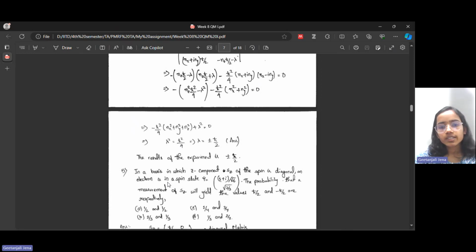So the next problem is: in a basis in which the z component Sz of the spin is diagonal, an electron is in a spin state psi equal to (1 plus i) by root 6 and root over 2 by 3. Now it is asking for the probability that a measurement of Sz will yield the values h cut by 2 and minus h cut by 2. So the spin state is given. If you do a measurement of Sz, what will be the probability of getting h cut by 2 and minus h cut by 2?